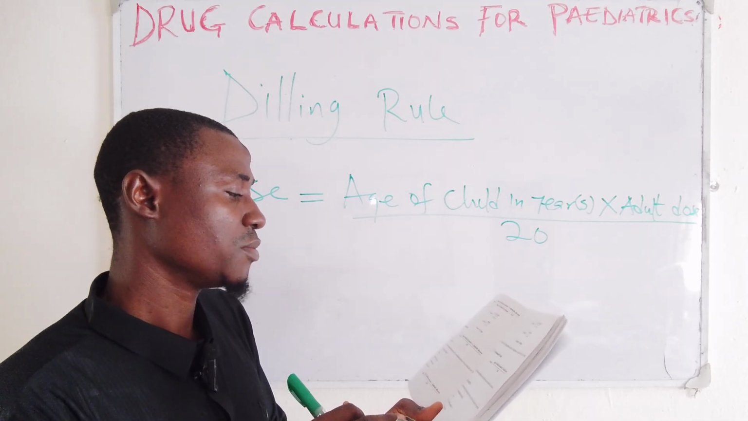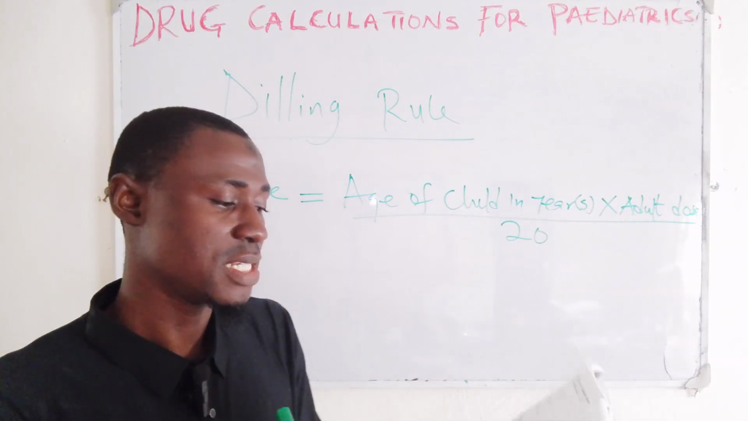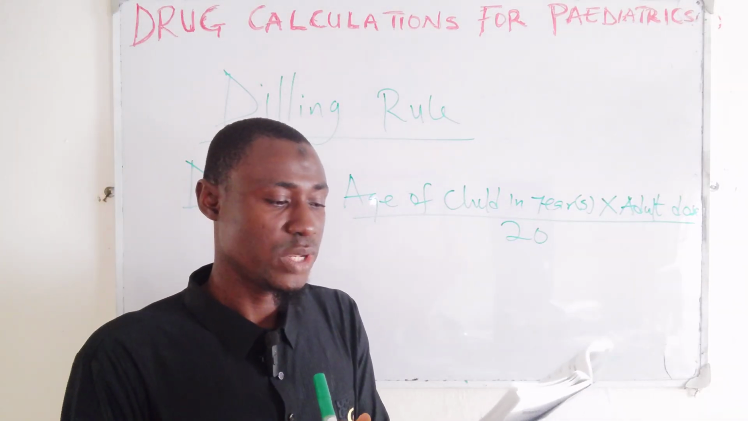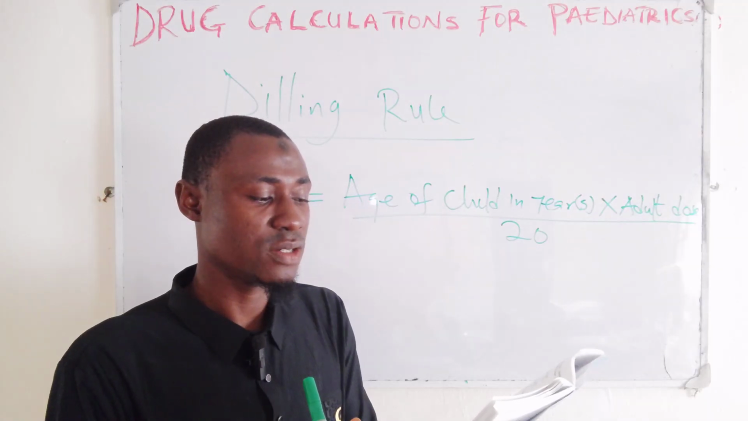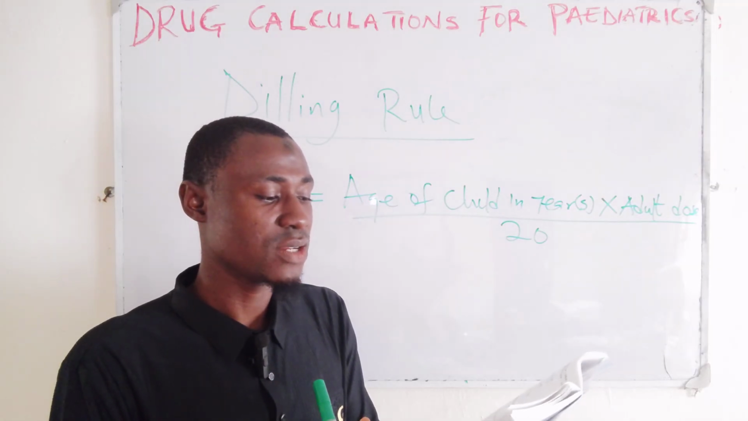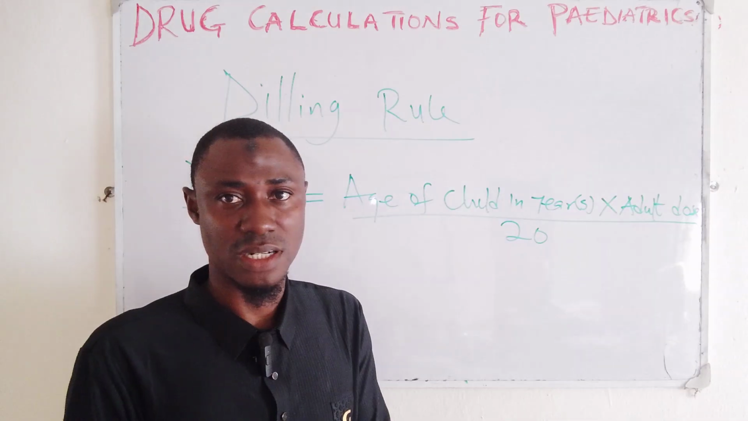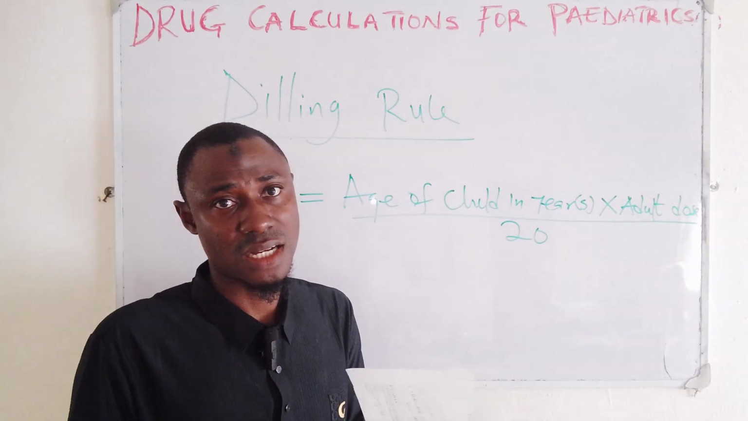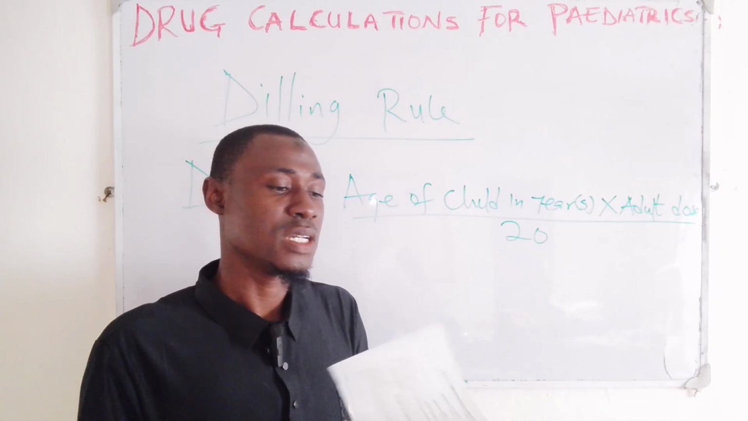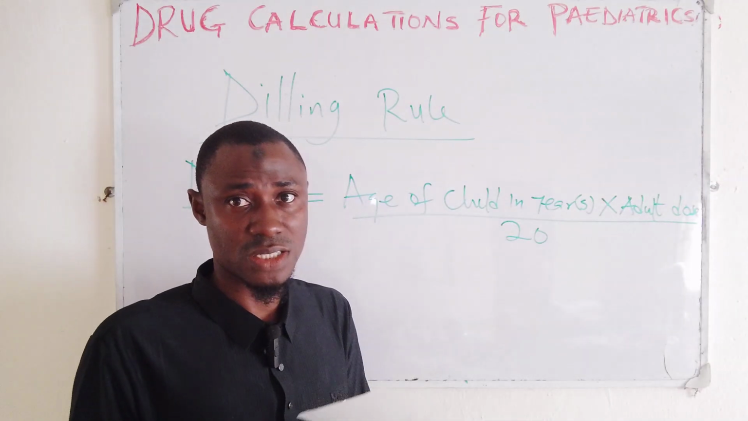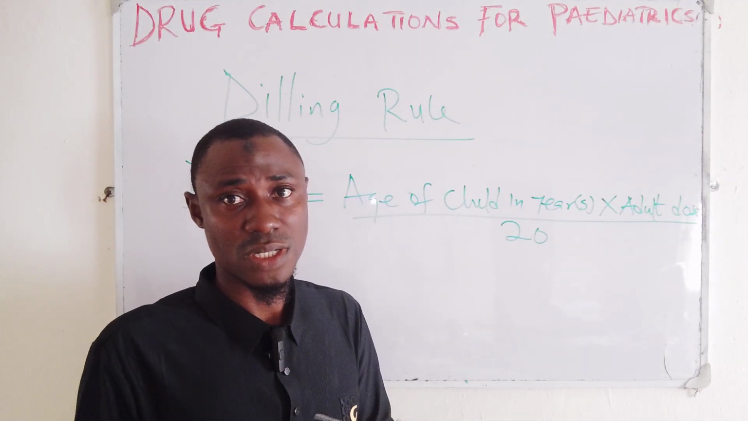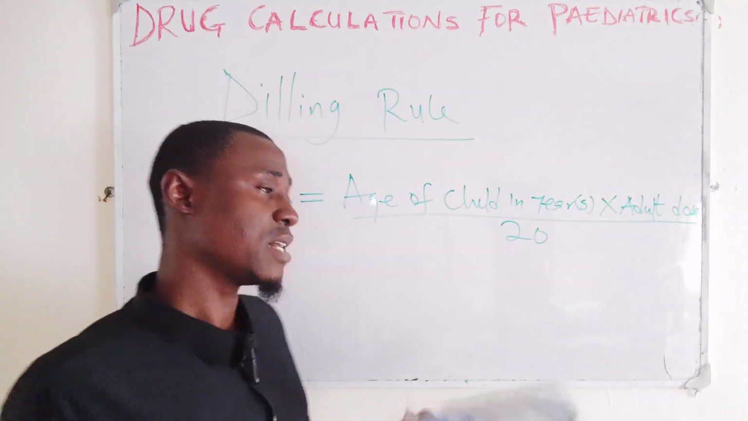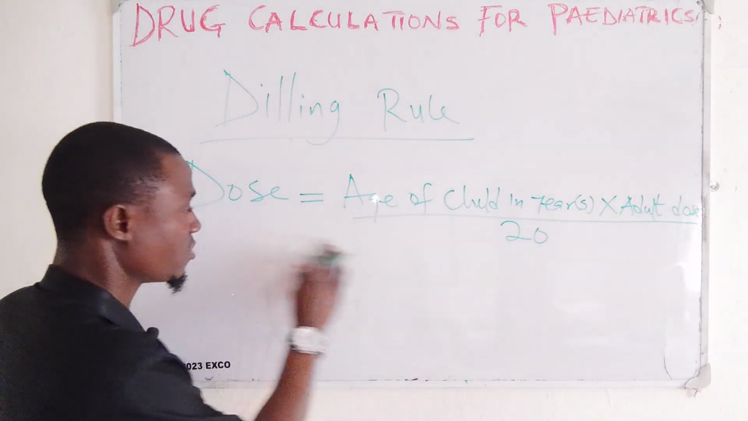Now, quickly, what dose of paracetamol injection will you administer to a child of 10 years if the adult dose is 600 milligrams? Now, this is a typical example of how to calculate the dose of a drug for a pediatric patient, or for a child. This is the scenario. Let's take the information down.